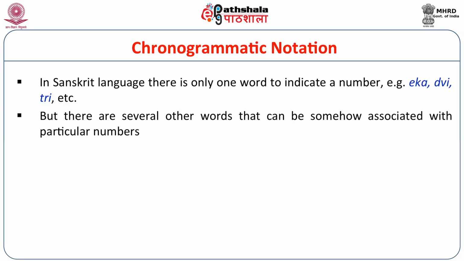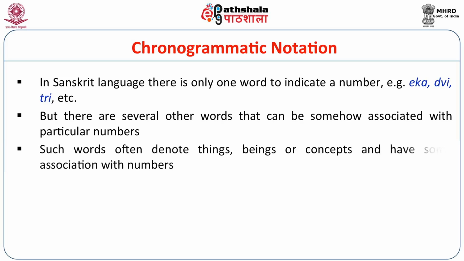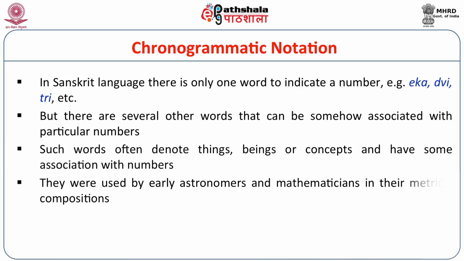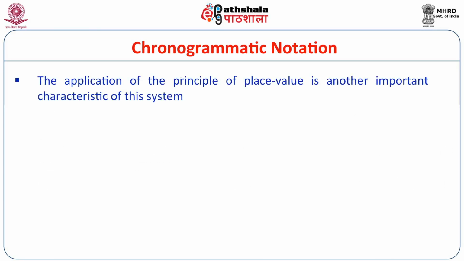But there are several other words that can be associated with particular numbers. Such words often denote things, beings, or concepts and have some association with the numbers. They were used by early astronomers and mathematicians in their metrical compositions. The application of the principle of place value is another important characteristic of this system. Like decimal place value notation, chronogrammatic notation also uses the principle of place value.